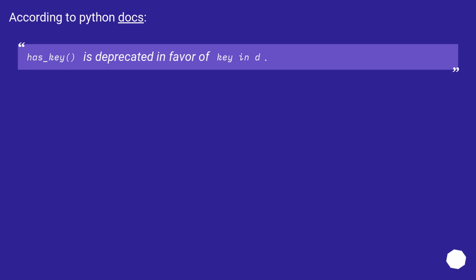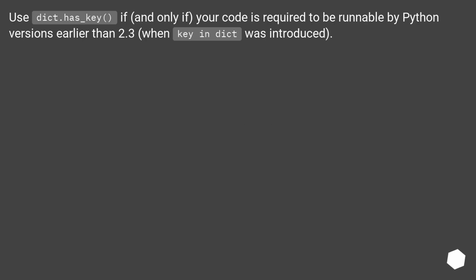According to the Python docs, has_key is deprecated in favor of key in D. Use dict.has_key if, and only if, your code is required to be runnable by Python versions earlier than 2.3, when key in dict was introduced.